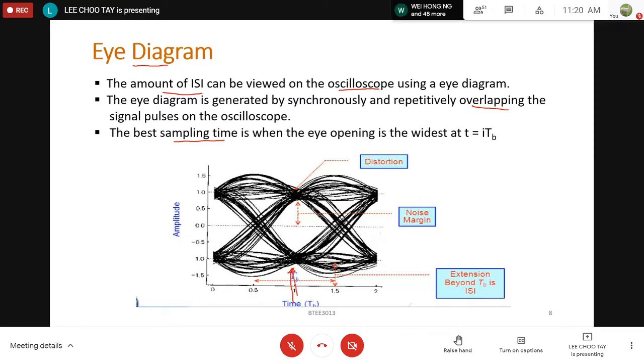At this point, we can read a 1 correctly, and we can also read a 0 correctly over here. Because here also gives us the biggest noise margin, the biggest gap, so we can easily read the 1s and 0s correctly.